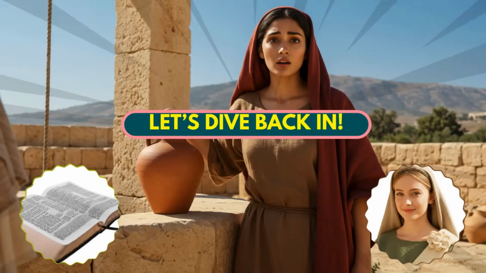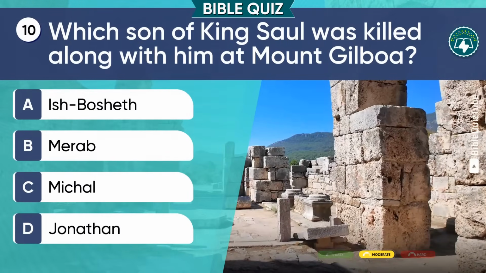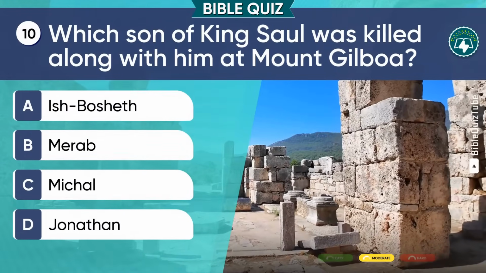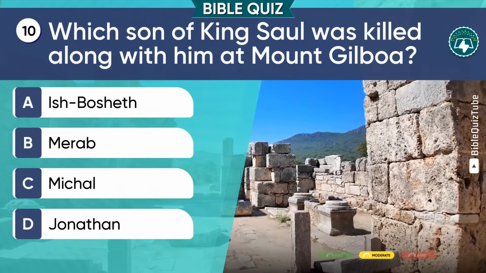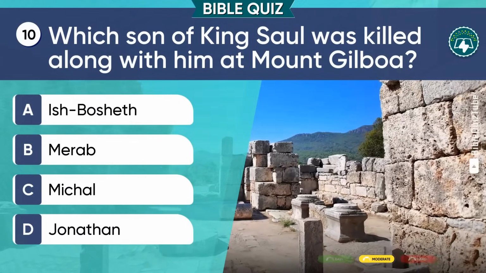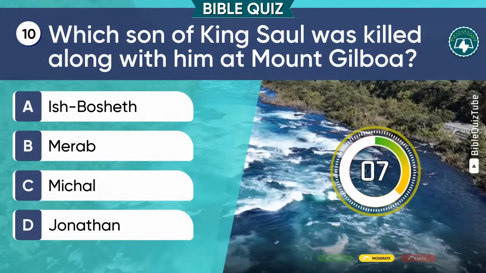Let's dive back in. Question 10. Which son of King Saul was killed along with him at Mount Gilboa? Select 1. A. Ishbosheth. B. Merab. C. Michal. D. Jonathan.